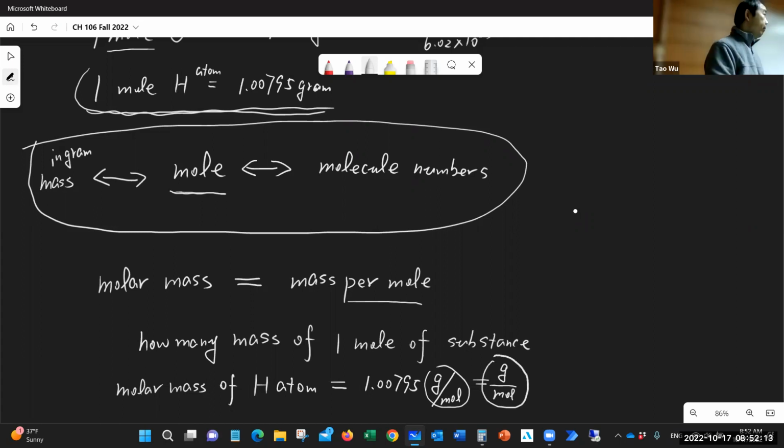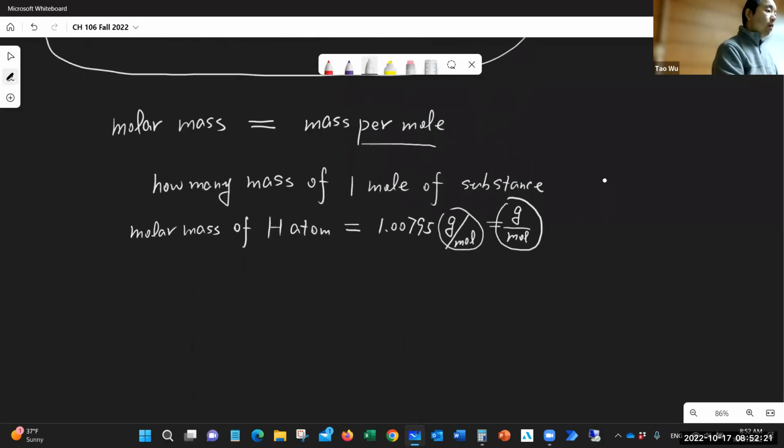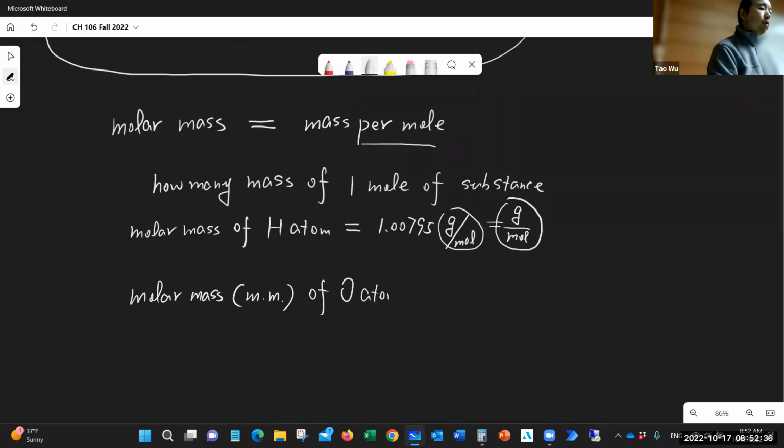It's not in gram. It's 1 mole of this is what? So that's gram per mole. So in the future, I'm going to just write those as MM. The molar mass of the oxygen atom, you look at the oxygen atom, that's 15.9994, and this is in gram per mole.